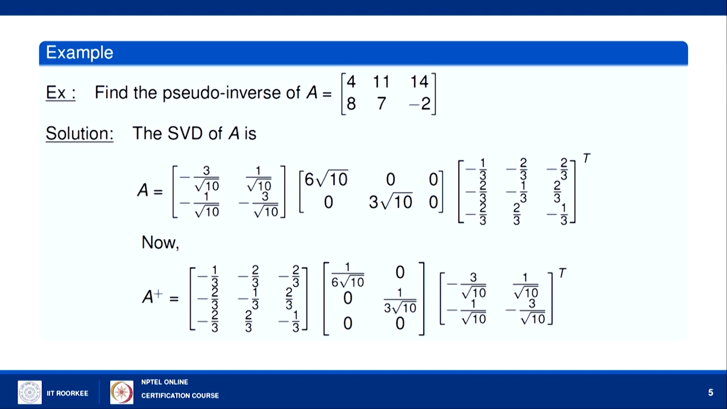If you calculate A A transpose, it will be a 2 by 2 matrix and its eigenvalues will be 360 and 90. If you go for A transpose A, it becomes a 3 by 3 matrix and the eigenvalues will be 360 again, 90 and 0, because one dimension is increasing and it has rank 2. So obviously the third eigenvalue will be 0. So I have this sigma with sigma 1, 0, 0, 0, sigma 2, 0, and then this is my matrix V.